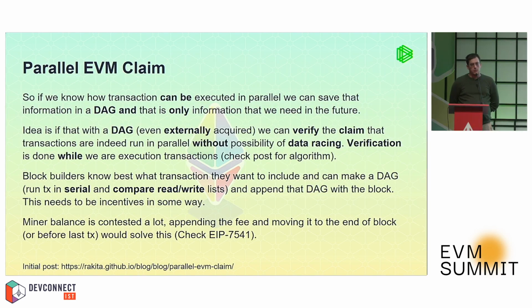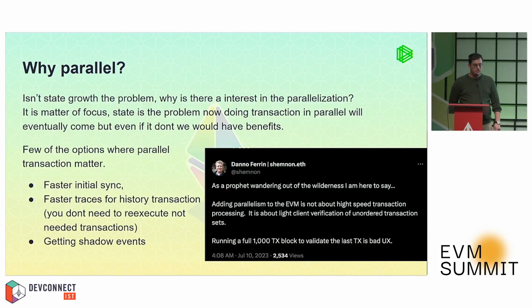But block builders already know some information that a lot of validators don't, since they have the transactions that they want to include. So they can execute transactions serially and create the DAG the best they can. The miner balance is one of the contested addresses, which is adding balance after every transaction. That can possibly move to the end of the block or maybe behind the last transaction, because MEV and block builders want to use that reward to bribe things.